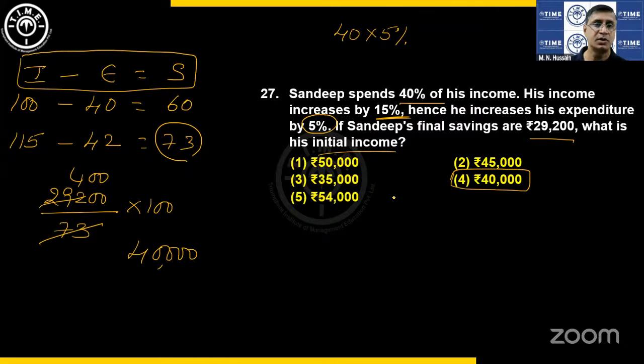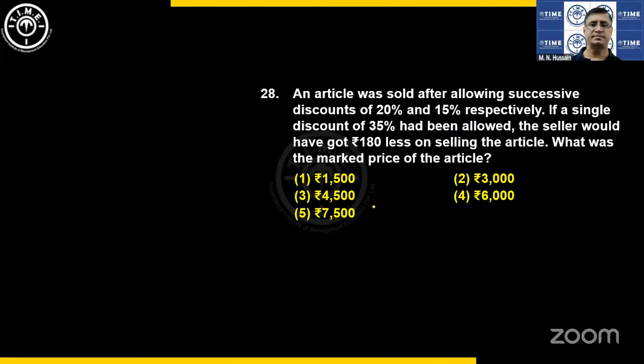Next. Question number 28. An article was sold after allowing successive discounts of 20 and 15% respectively. If a single discount of 35% had been allowed, the seller would have got 180 rupees less on selling the article. What was the market price of the article? Here market price, I'm assuming it as 100%.